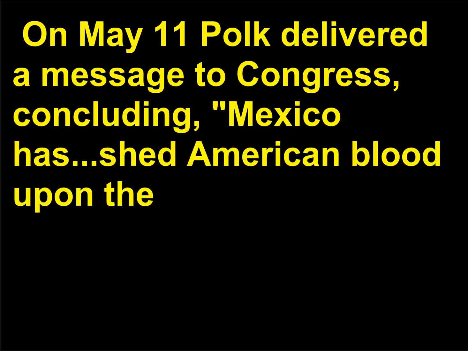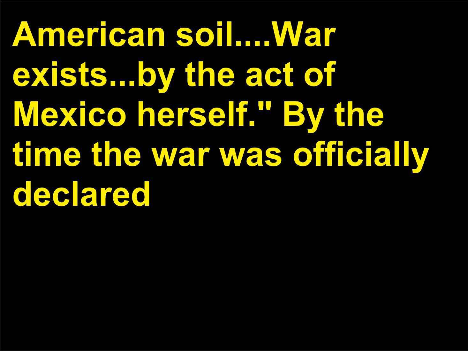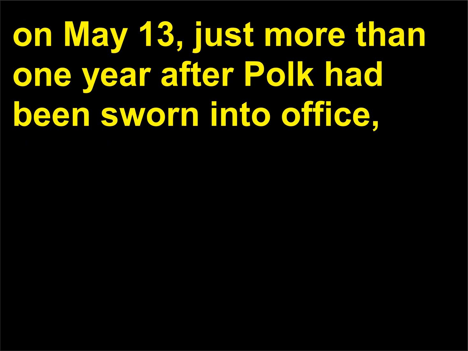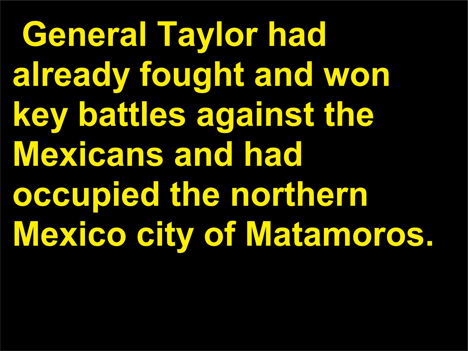On May 11 Polk delivered a message to Congress, concluding, "Mexico has shed American blood upon the American soil. War exists, by the act of Mexico herself." By the time the war was officially declared, on May 13, just more than 1 year after Polk had been sworn into office, General Taylor had already fought and won key battles against the Mexicans and had occupied the northern Mexico city of Matamoros.